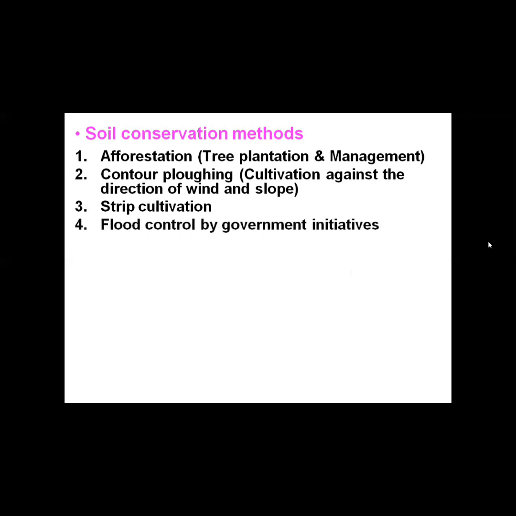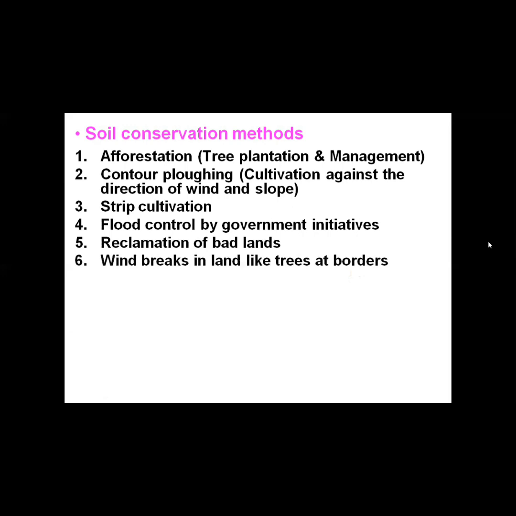In the areas where there are higher floods due to heavy rainfall, flood control by government initiatives should be followed. Reclamation of the badlands should be carried out so that the soils which are not under use for the cultivation of crops can be reclaimed. Windbreaks in land, like trees at borders. We can plant various kinds of trees at the borders of the land, and thus we can minimize the flow of the wind.